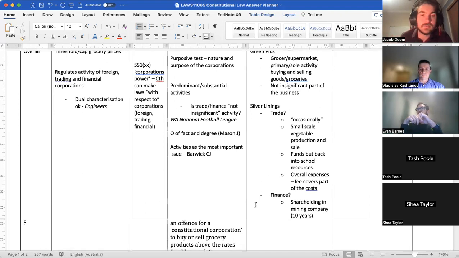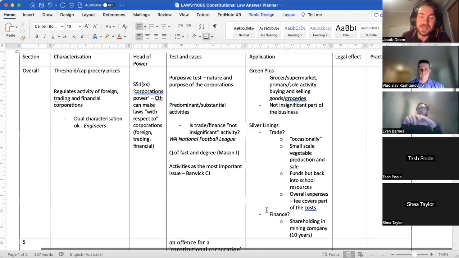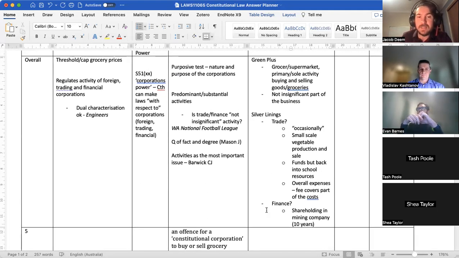I guess if we're looking for silver linings, we're trying as hard as we can to argue that none of it applies. But if it's both a substantial activity and something that's included in the purpose for the corporation, then regardless of which test we're looking at, it seems to indicate that this shareholding and investment, these financial aspects of the company, are important to it.